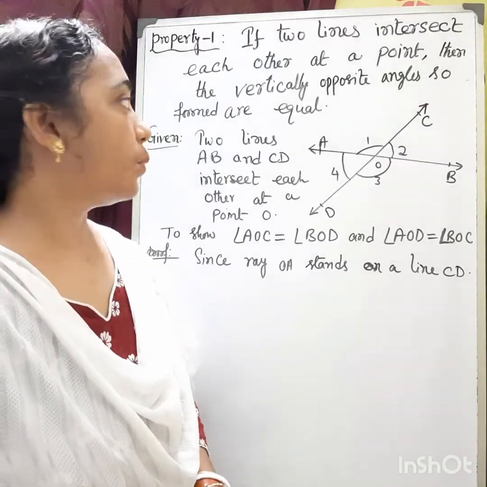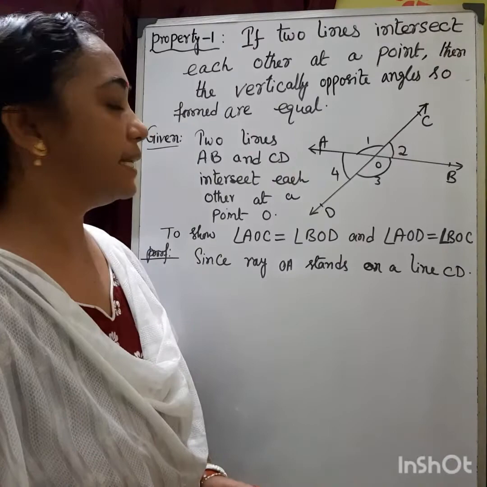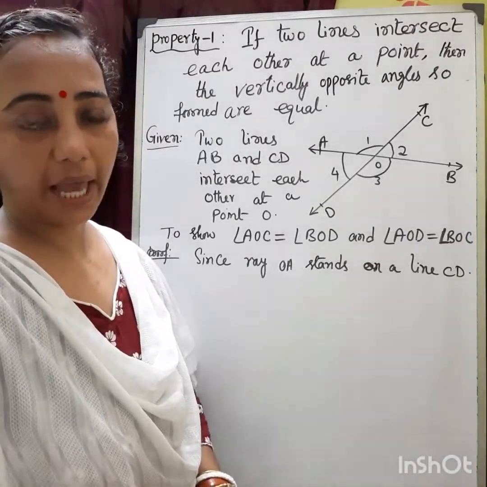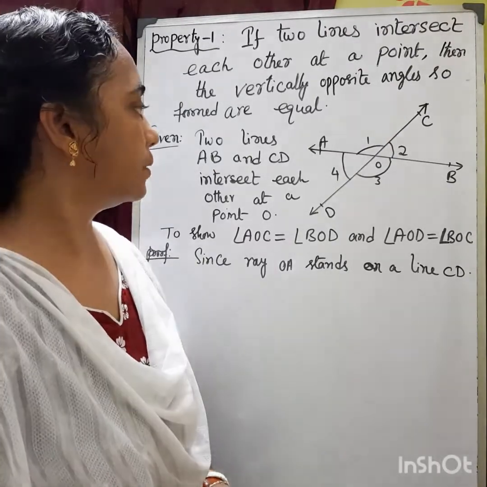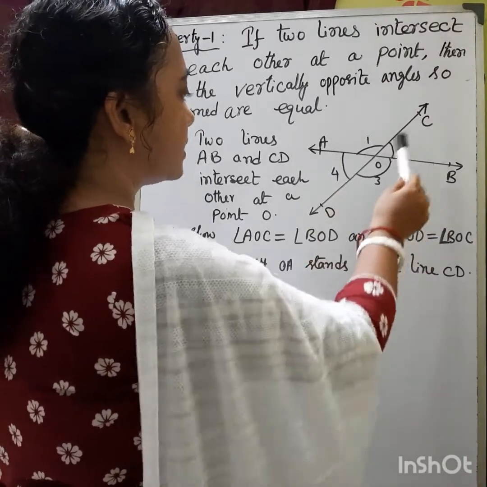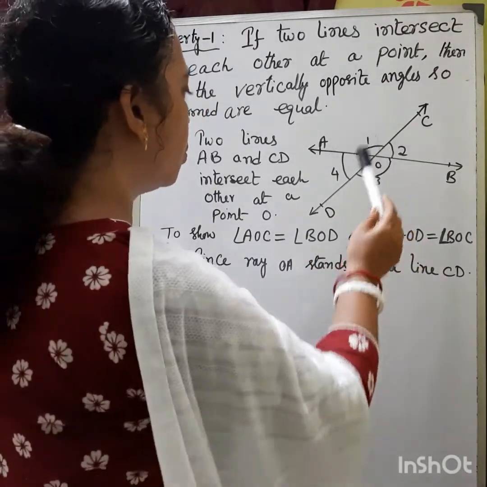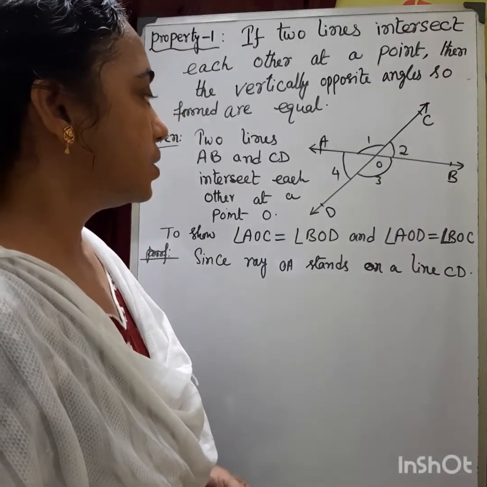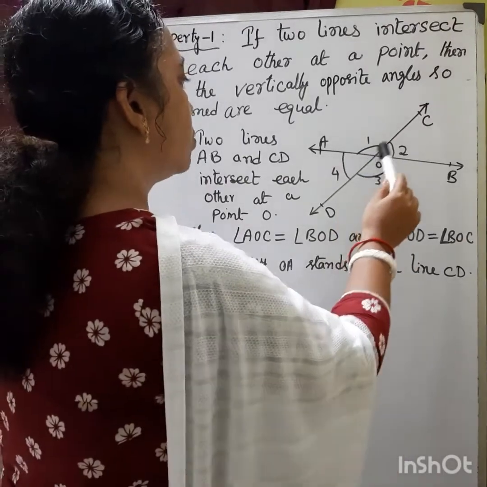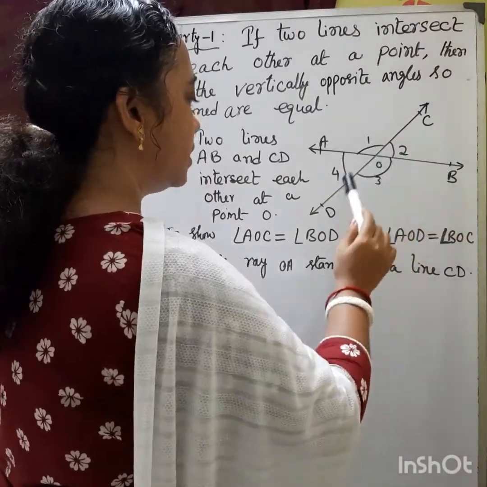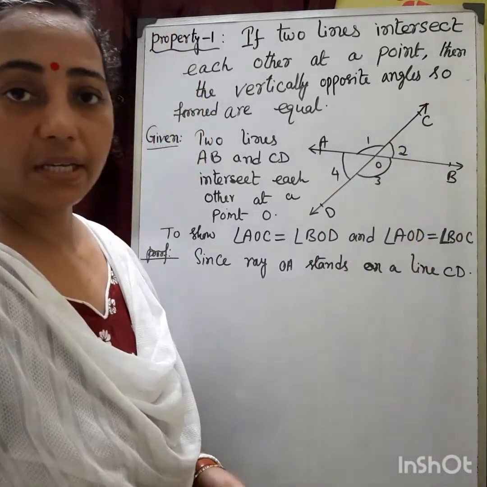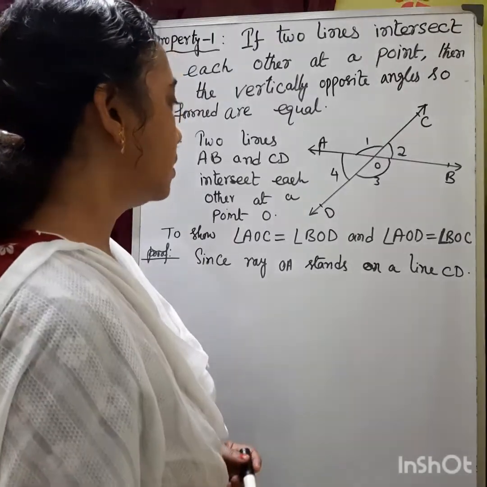Now let us see an important property, that if two lines intersect each other at a point, then the vertically opposite angles so formed are equal. Now look at this figure. In this figure, the two straight lines, that is AB and CD, are intersecting at a point O. So the vertically opposite angles so formed are equal. That means AOC is equal to BOD and AOD is equal to BOC. So let us check whether it is correct or not.